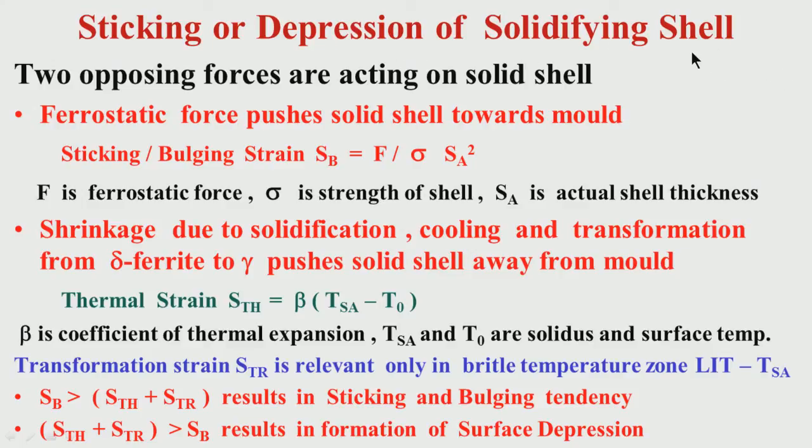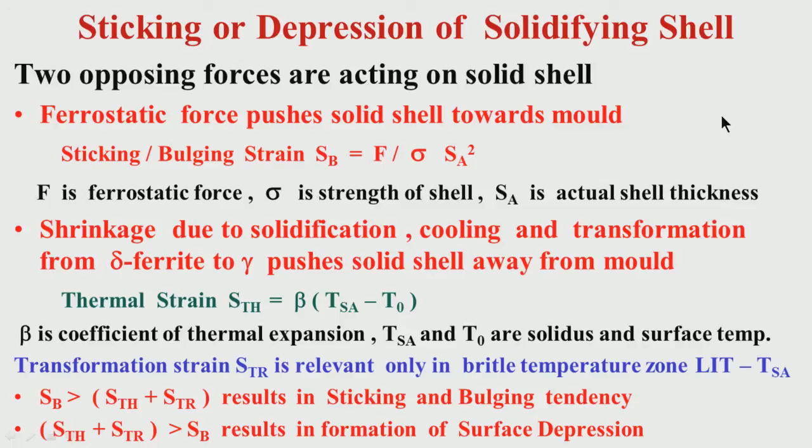There will be either sticking or depression depending on which strain is more, whether the bulging strain is more or the shrinkage strain is more. If the bulging strain is more, we will have a sticking tendency, but we have shrinkage. If the shrinkage strain is more compared to this, we have a depression tendency of the solidifying shell. So, these two behaviors, sticking or depression, are intrinsic to the steel chemistry.